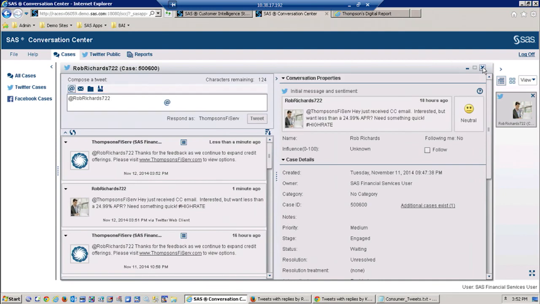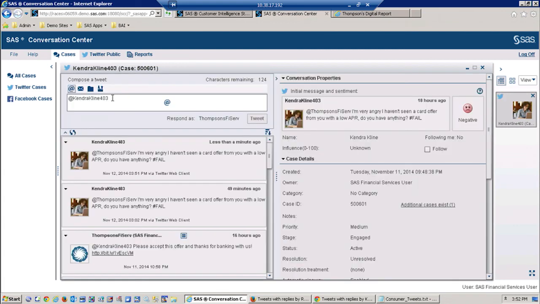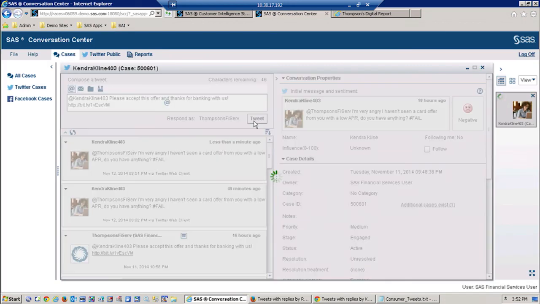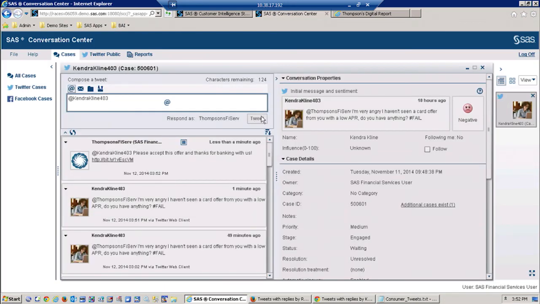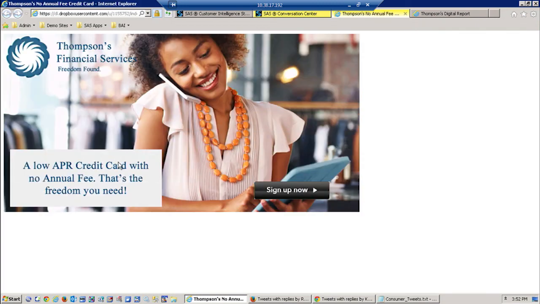Now on the other hand, Kendra is treated a little bit differently. Her next best offer is slightly different. So here's our standard message folder. Here's our tracked message folder. We picked that up for her, and she has a different treatment code there. So a different offer exists for Kendra. So we reply to her, and she gets a message that says, please accept this offer and thanks for banking with us. So she has exhibited a negative social sentiment, and she is a very high value customer. So she receives that personalized offer. We click on that link there, and sure enough, she gets a low APR credit card offer with no annual fee. She can sign up for that immediately.